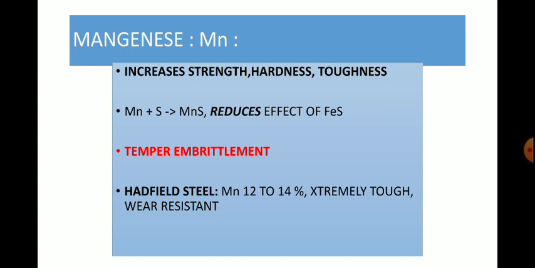Next we have manganese, which forms manganese sulfide, and an important property it produces is temper embrittlement. What do we mean by temper embrittlement? When a reheat treatment of steel is done, there is a high increase in brittleness when the steel is treated at or near 400 degrees Celsius. Sometimes manganese is added at 12 to 14%, which produces extremely tough properties and high wear resistance.